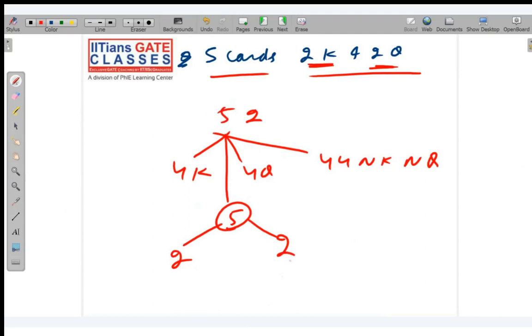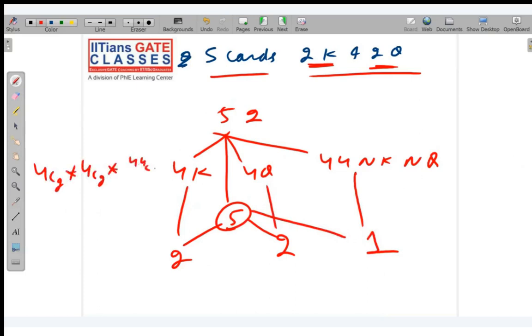If you do it like this, obviously your game is over, because you have done it wrong. That is the basic aim of the figure. Now 2 plus 2 is 4. It is not 5. So 1 is left. So I will say 1 here. So now we will do it: 4C2 multiplied by 4C2 multiplied by 44C1.